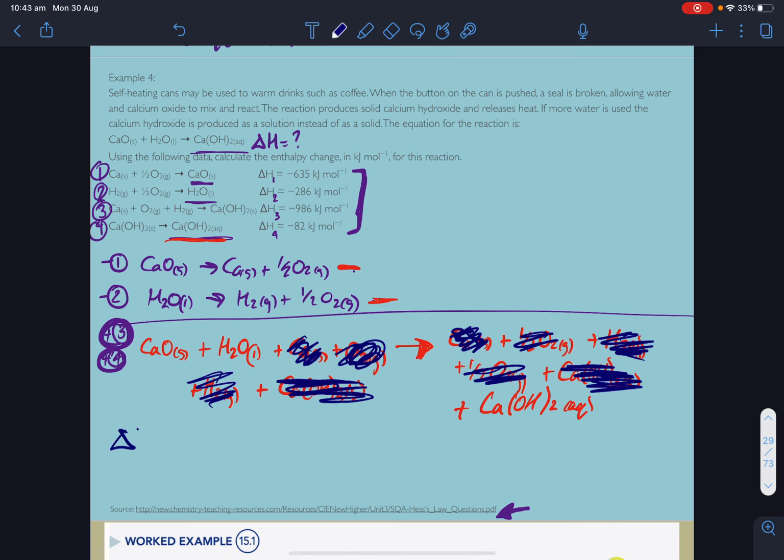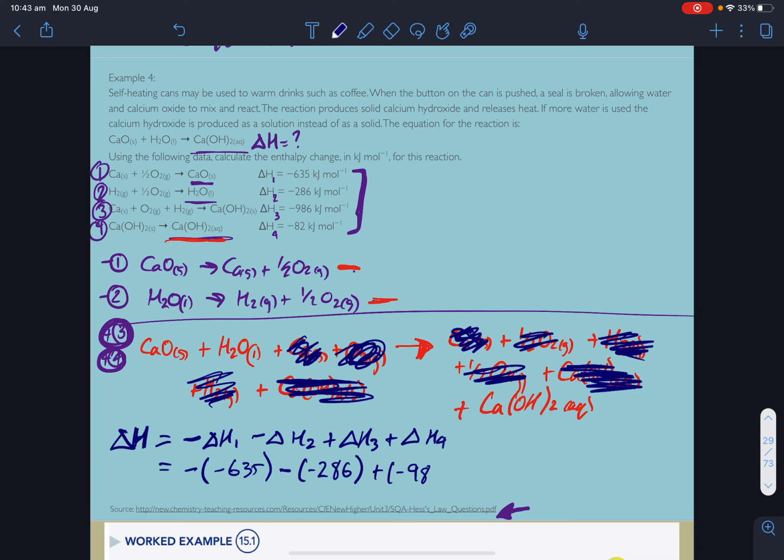So if I want to find out the enthalpy, I need to do the same thing. We took negative enthalpy of 1 and the negative of 2, and we just added 3 as it is and 4 as it is, okay? So therefore, what's my value for H1 is negative 635 kilojoules per mole. And I'm going to minus whatever enthalpy 2 is, negative 286. Okay, and then I'm going to add on H3, which is negative 986, and I'm going to add on the fourth one, which is negative 82 kilojoules per mole.